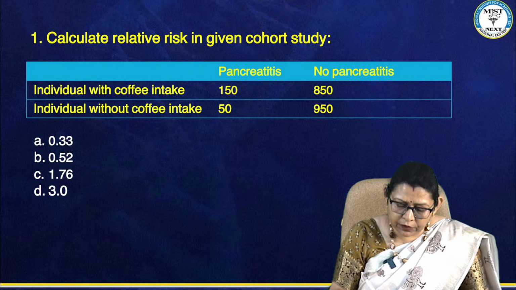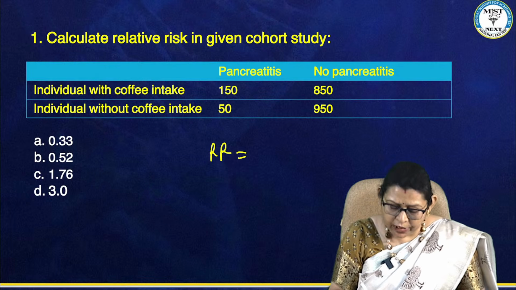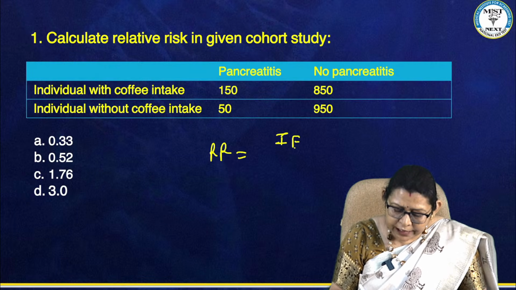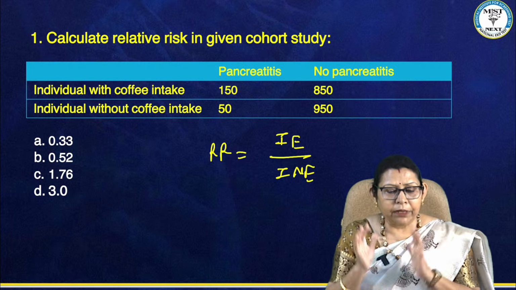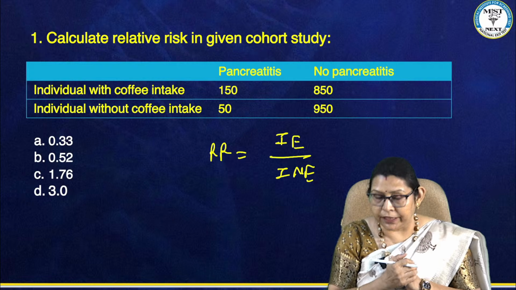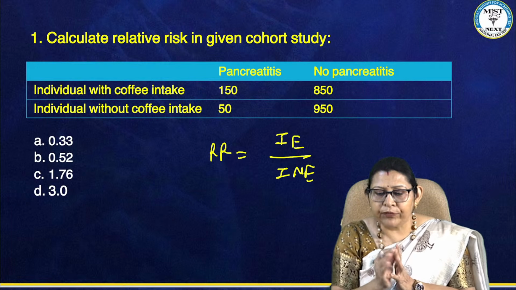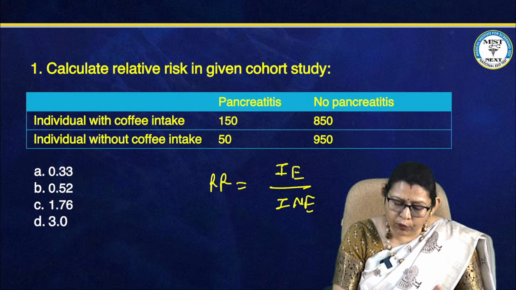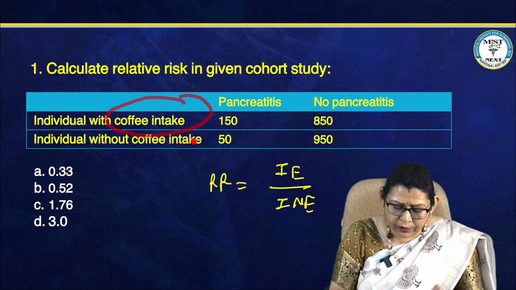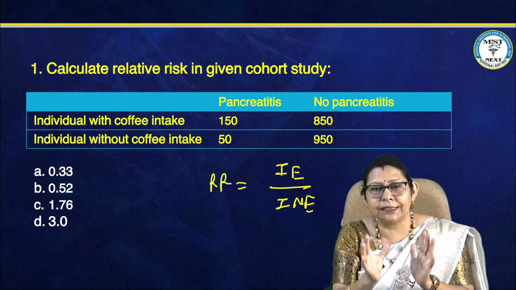And relative risk, we know that it is a risk ratio, means it is a ratio of incidence in exposed divided by incidence in non-exposed. Okay? So I am writing here, but you have to just scroll this in your mind. Now the next point is that we have to see what is the incidence in exposed and non-exposed. So exposure here is what? The exposure here is the coffee intake, and non-exposed is without the coffee intake, and the coffee intake person is developing pancreatitis. This is the outcome.